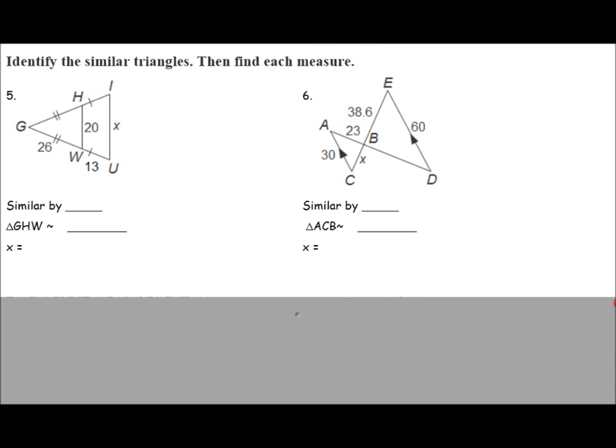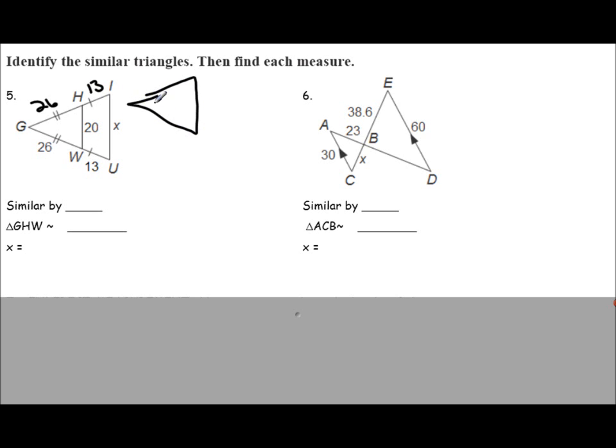Okay, so now we're going to use similar triangles to set up proportions in order to find missing side lengths, and usually they'll be denoted by a variable x. So the first thing we want to do is to figure out if we have similar triangles and to identify the similar triangles in order to find x. So the first thing I noticed is that this 26 here is the same as this 26 here. This HI is the same as WU, so this is 13.